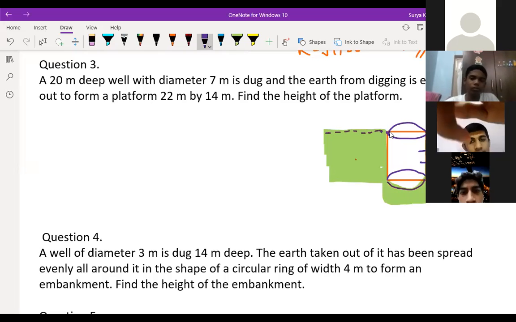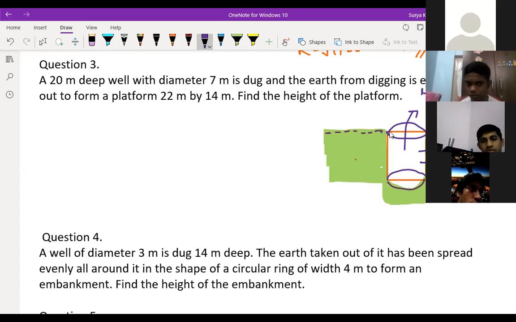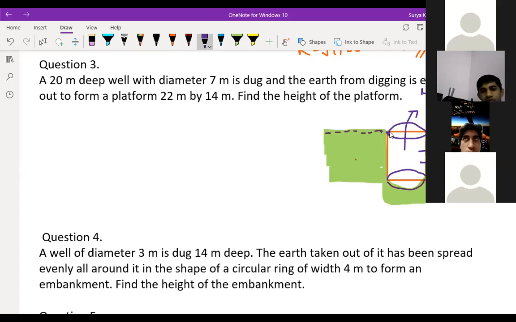Understood. And the platform is 22 meter. So this is one platform they are making by taking out this soil only. This platform's length and breadth are given. Length is equal to 22 meter. Breadth is equal to 14 meter. So you have to find height. This is an easy question only, children. Maybe the third, fourth one may be tough. So this is nothing but volume of this cylinder is equal to volume of this cuboid, correct?